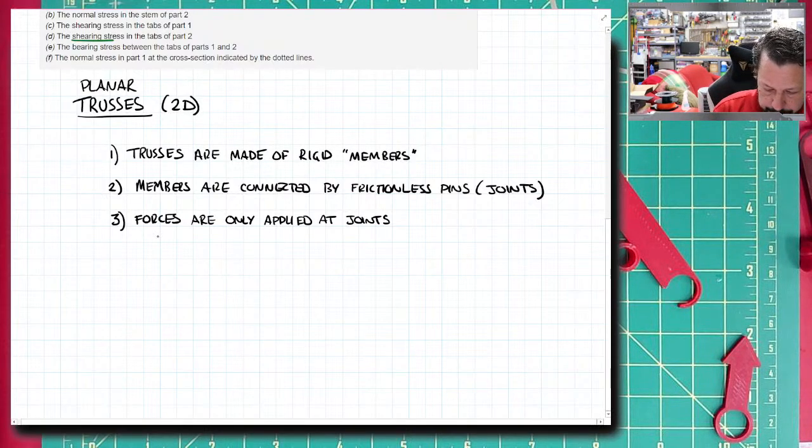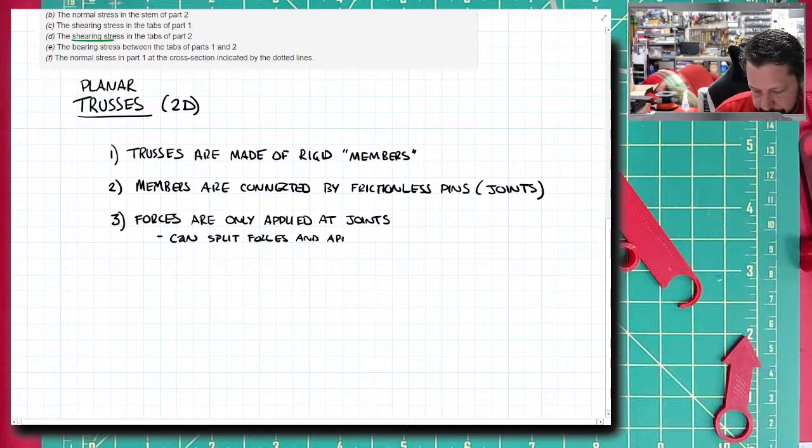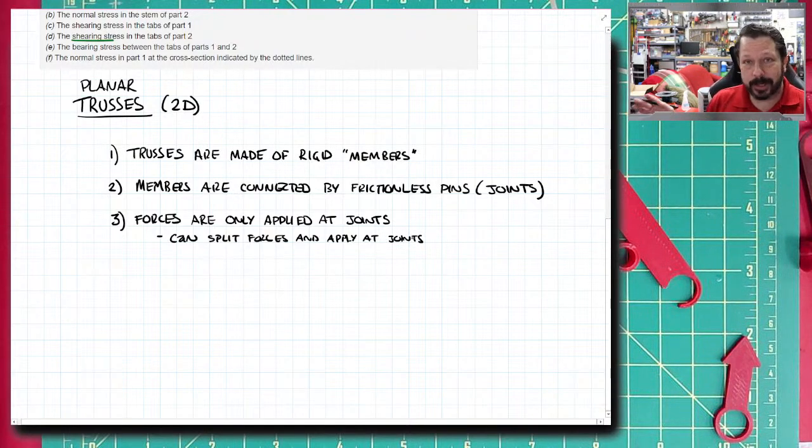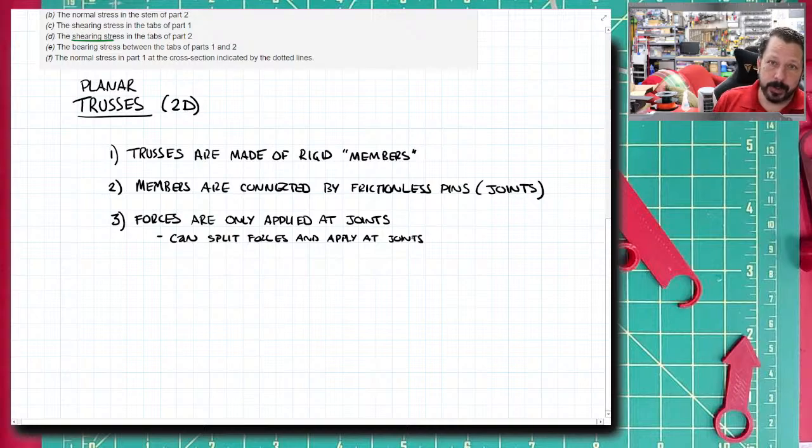So I will make the note that you can split forces and apply them at joints. So maybe the member itself weighs a whole lot and you have to deal with its weight, the weight of the piece. So what you would do is put half of its weight at one end and half of its weight at the other end where the joints are, instead of putting some sort of distributed load across the member.